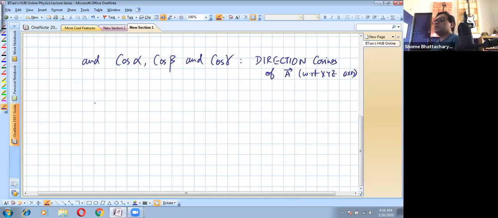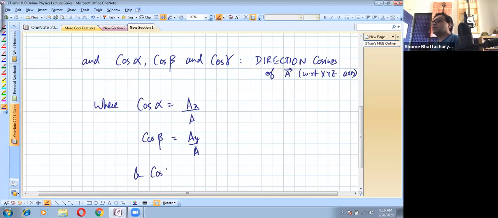What happens is, in terms of a formula, cos alpha is simply given by the x component of A divided by its magnitude. Cos beta is simply given by the y component of the vector divided by its magnitude. And cos gamma is given similarly by the z component divided by its magnitude, where capital A is the modulus of the vector, or root of x component square plus y component square plus z component square. I'll give you the justification of this formula in just a moment, but first you note down these as a formula.